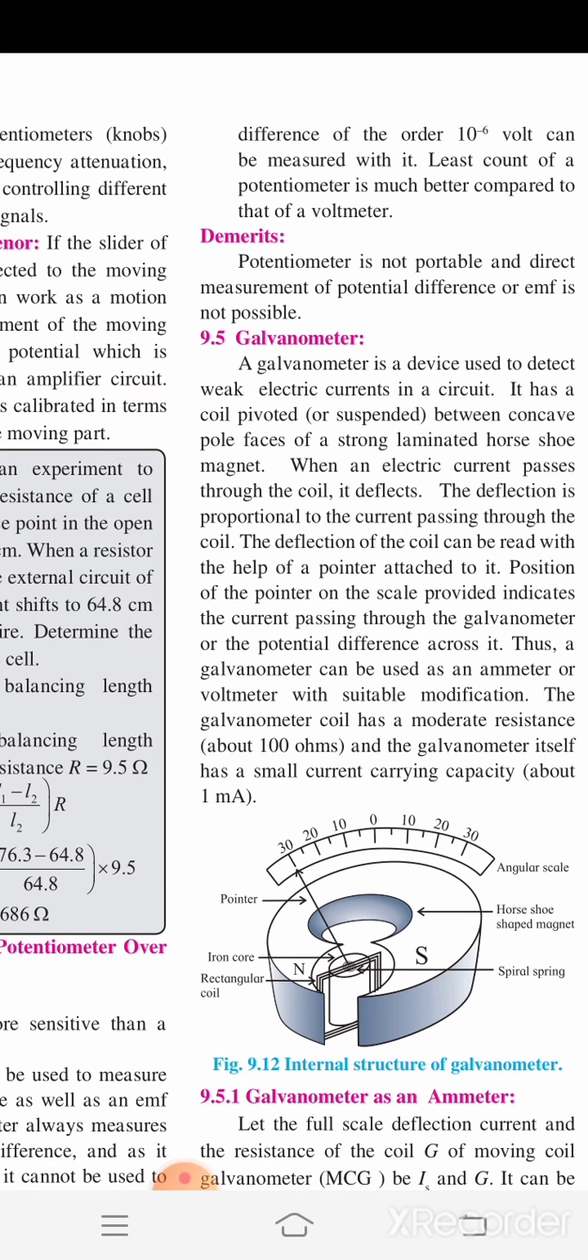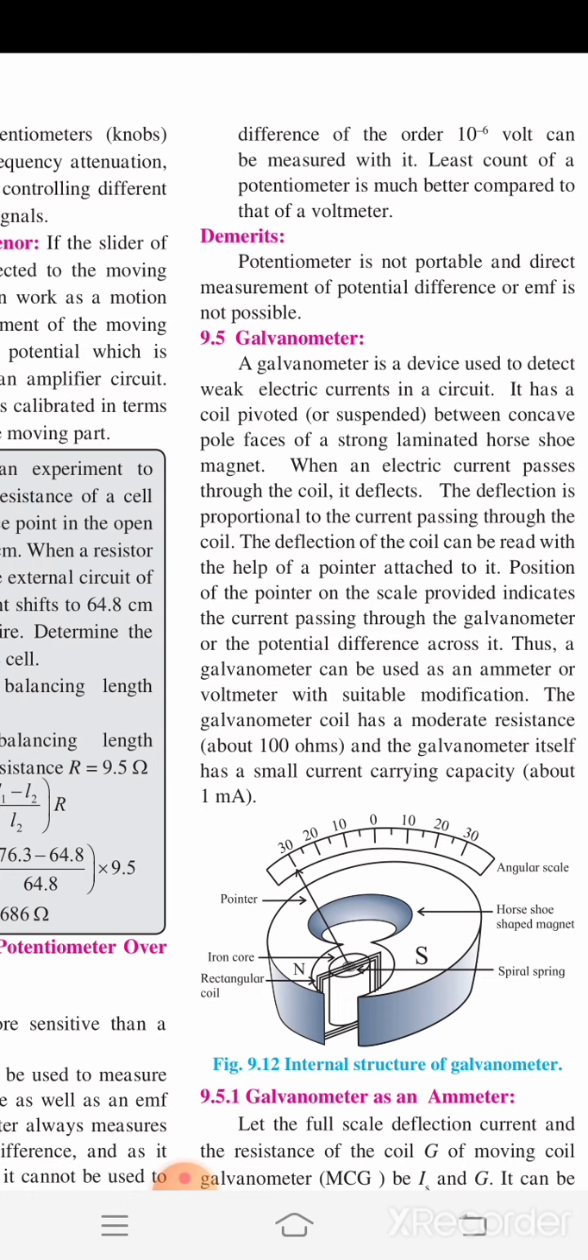The potentiometer instrument also has demerits. These demerits are as follows. First, the potentiometer is a non-portable device, whereas a voltmeter is a portable device. Means the potentiometer instrument cannot be carried easily from one place to another, that's why it is a non-portable device. A voltmeter is portable and can easily be carried from one place to another.